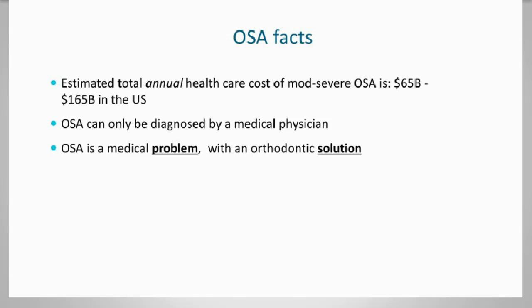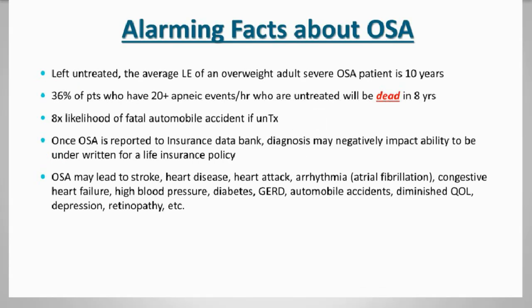Some alarming facts about obstructive sleep apnea. Left untreated, the average life expectancy of an overweight adult patient with severe OSA is about 10 years. A recent study came out, very important, alarming: 36% of patients who have 20 or more apneic events per hour, that's an AHI of about 20, which puts you at about moderate OSA, left untreated will be dead in 8 years. There's an 8 times likelihood of a fatal automobile accident if left untreated, because people fall asleep at the wheel.